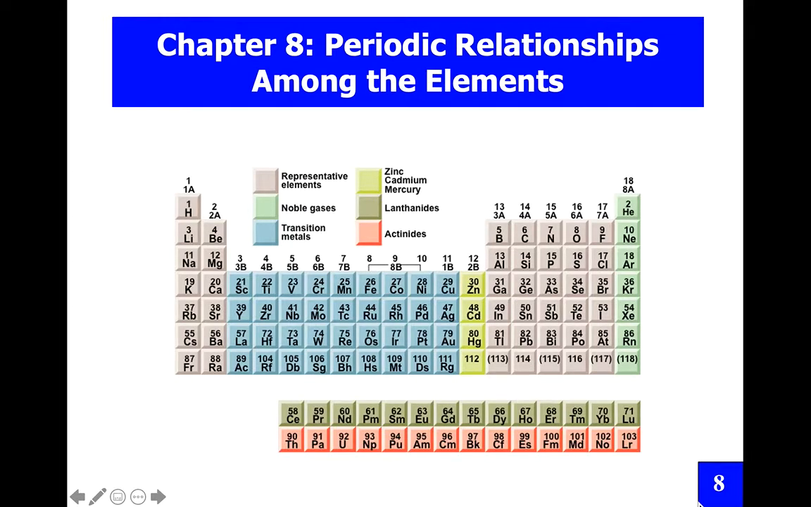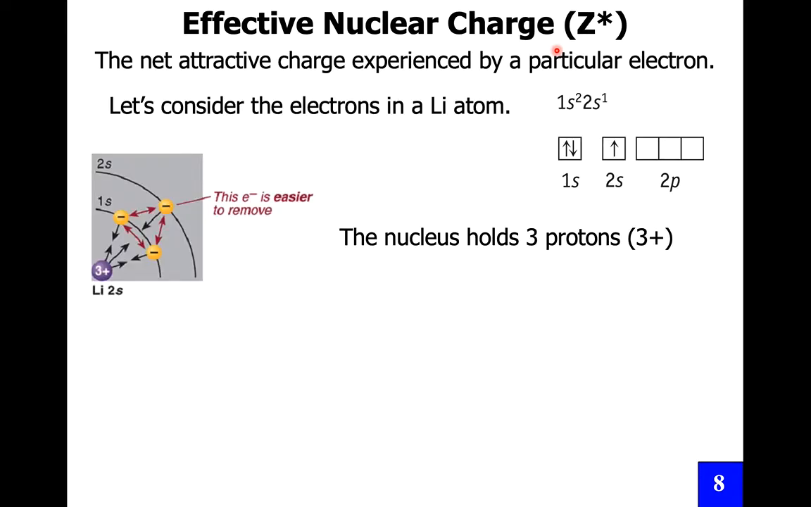All right, here in chapter 8, we'll talk about periodic relationships among the elements. And we'll talk about this first one in a little bit more detail because it's the foundation for everything else: effective nuclear charge. So, the net attractive charge experienced by a particular electron.